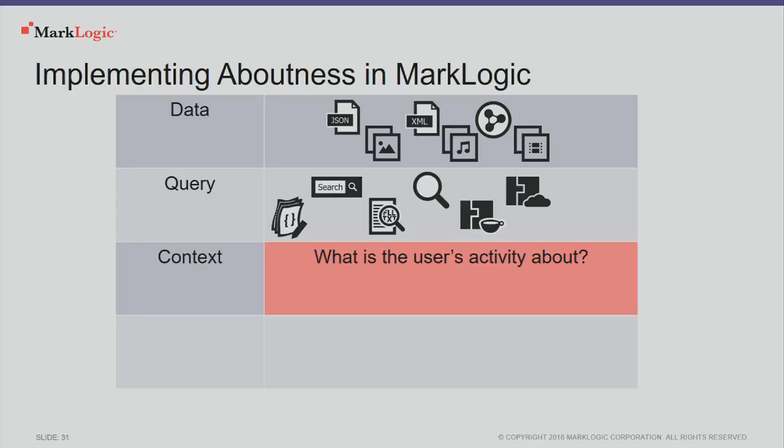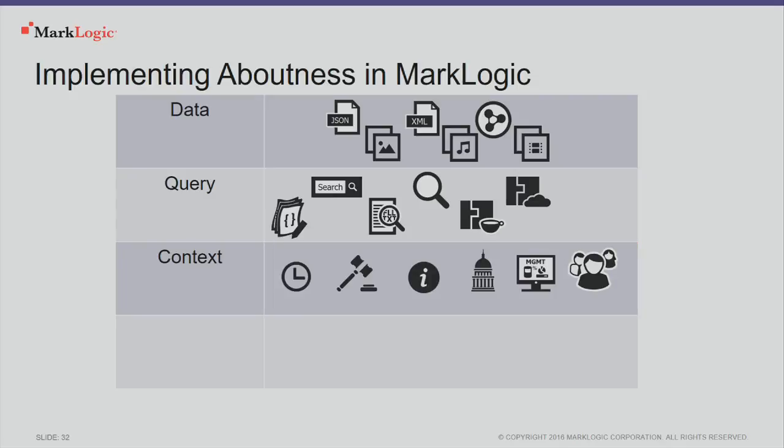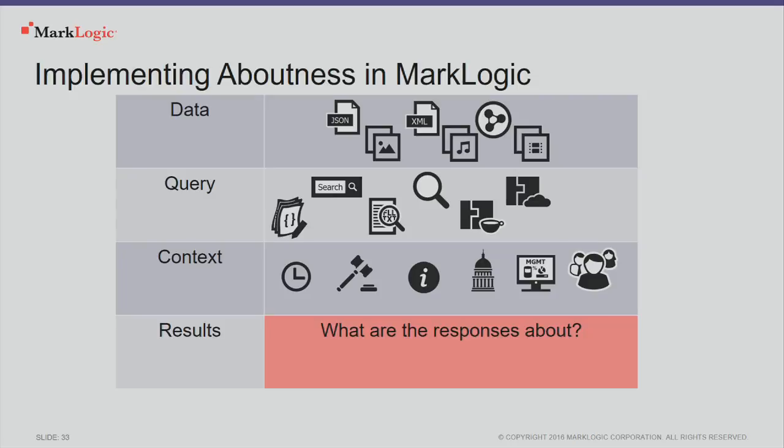Next, we need to know about what is the user's activity. Ganesh mentioned that we need to work in the world of a context. That context can be anything from the time of day, a legal jurisdiction perhaps, other information from within the organization, government resources, network information, or information about the people that the person's working with, or the pool of people that they deal with, such as customers or vendors. And finally, we need to be able to produce results that are responsive to the user's needs, not just the query, but to their needs.